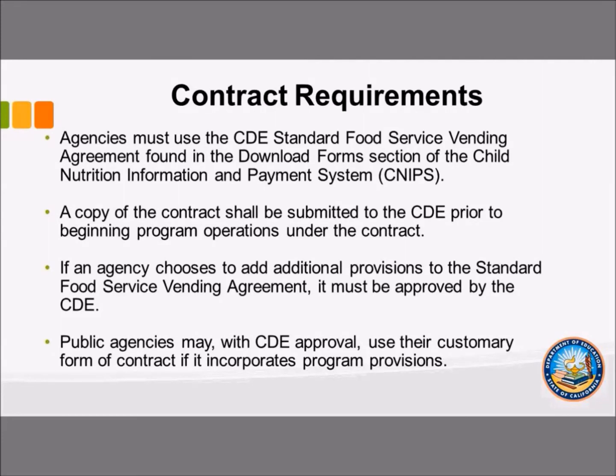A copy of the contract shall be submitted to the CDE prior to beginning program operations under the contract. If an agency chooses to add additional provisions to the Standard Food Service Vending Agreement, it must be approved by the CDE. Public agencies may, with CDE approval, use their customary form of contract if it incorporates program provisions.